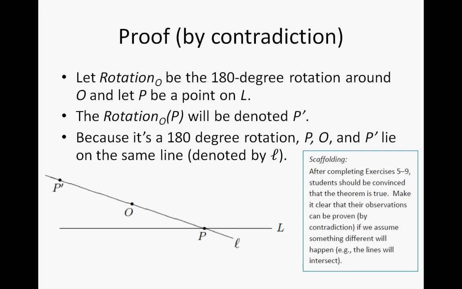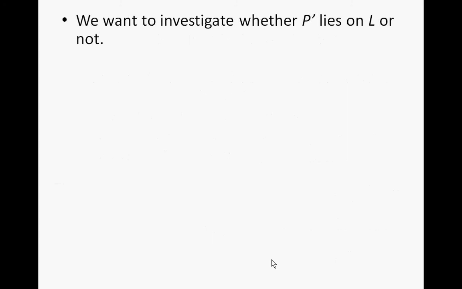So here is kind of a picture of what we're talking about. We have a line, L, and we have O and P that are on the same line. And when we rotate this, we know that P prime, O, and P are going to be on the same line, and we've called that line lowercase l. So we're trying to prove that these two lines are going to intersect, line L and lowercase l. We want to investigate whether P prime lies on L or not.